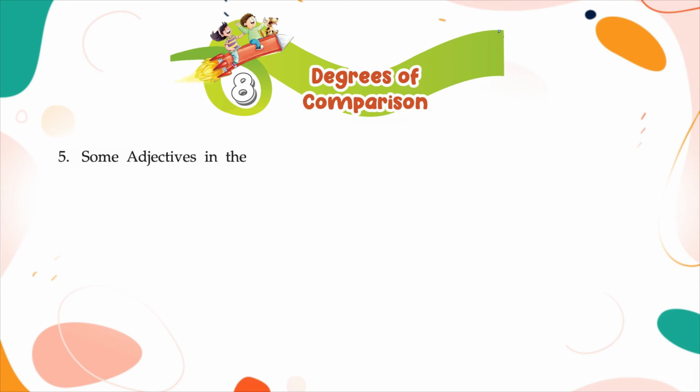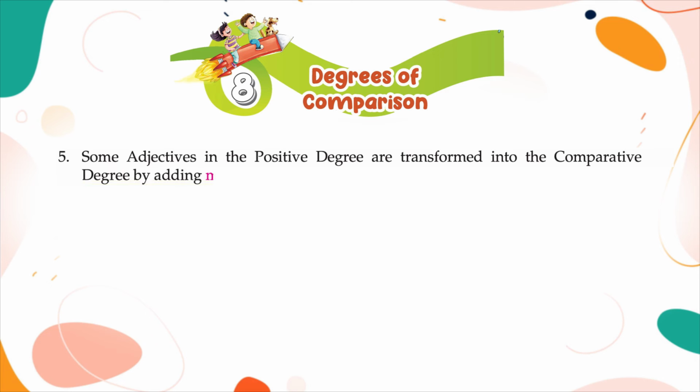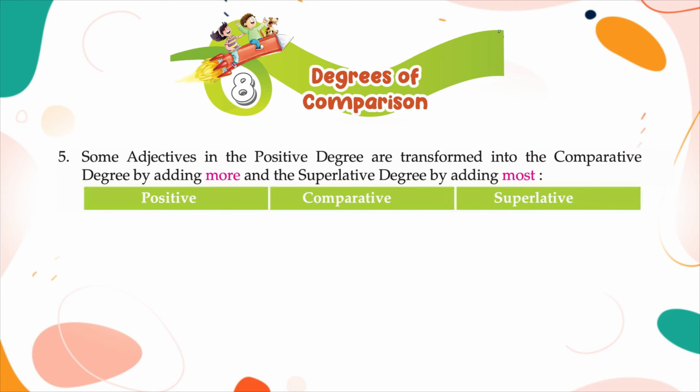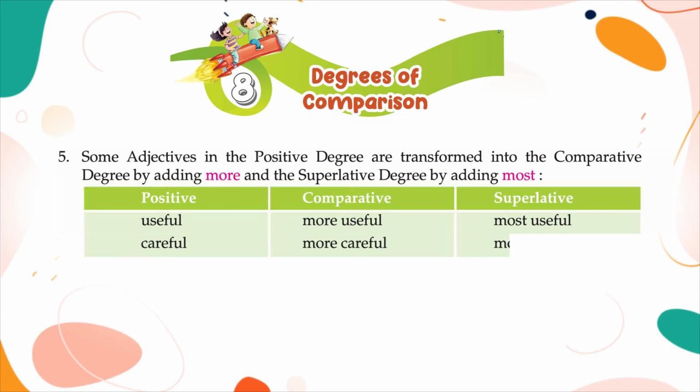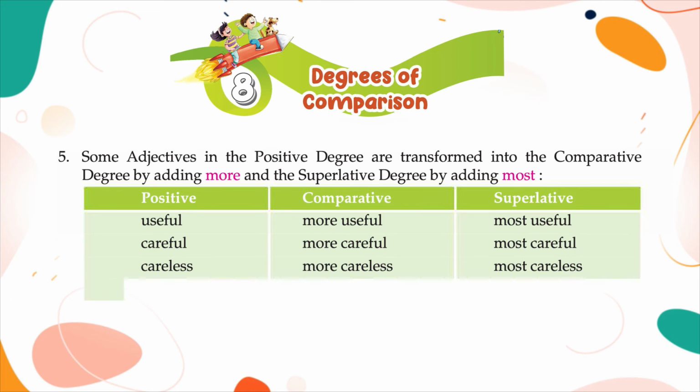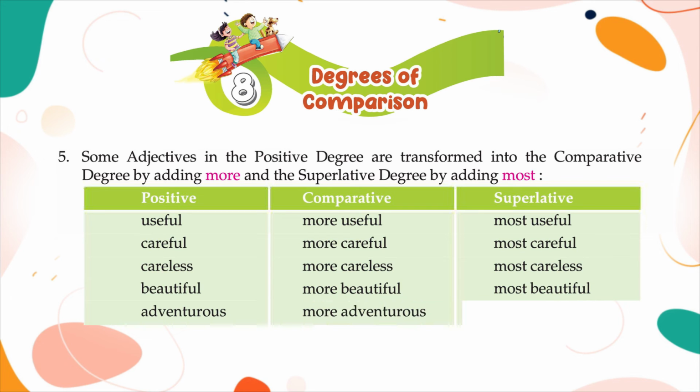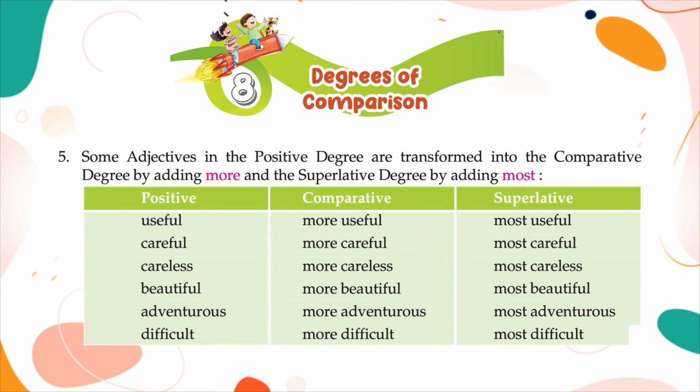Some adjectives in the positive degree are transformed into the comparative degree by adding more and the superlative degree by adding most. Positive, comparative, superlative. Useful, more useful, most useful. Careful, more careful, most careful. Careless, more careless, most careless. Beautiful, more beautiful, most beautiful. Adventurous, more adventurous, most adventurous. Difficult, more difficult, most difficult.